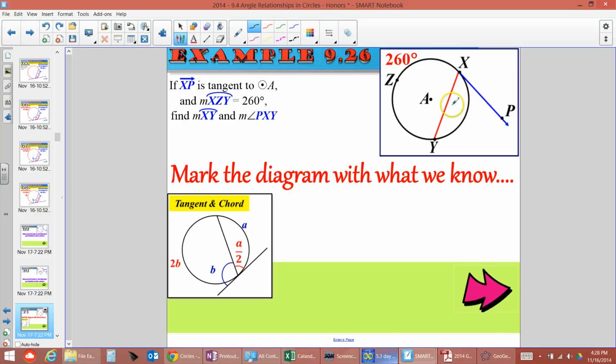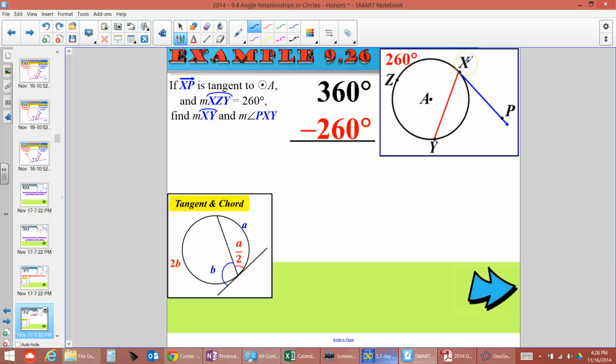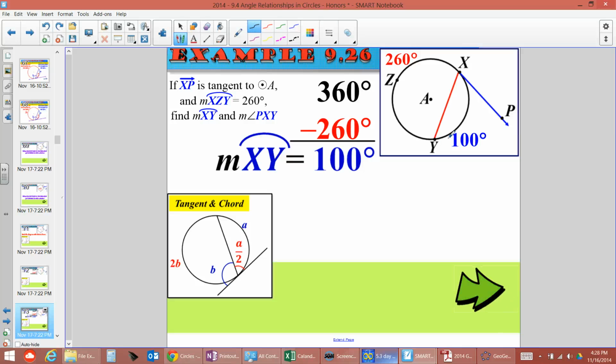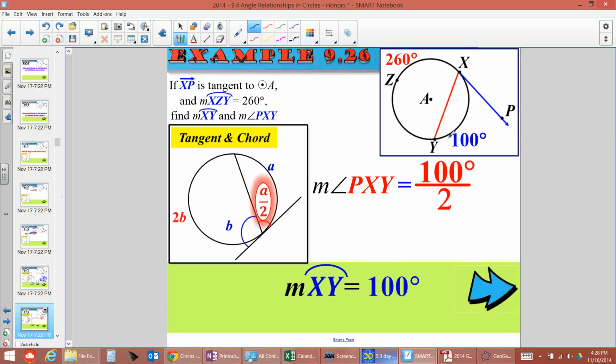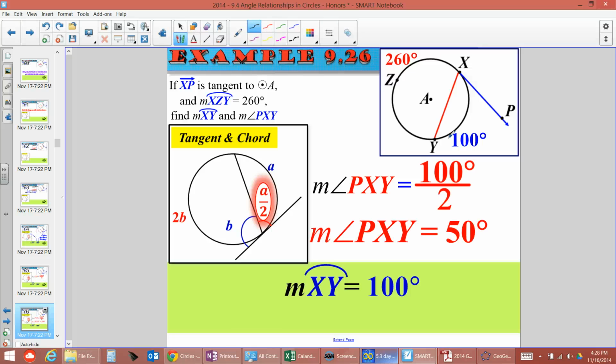Or you could notice, look, the angle that we're talking about is on the circle. So we don't want this outside arc. We don't want XCY. We want the XY chord, our arc. And so we have to subtract it from 360 to get 100, and then follow the equation to divide by 2, and we find out that the angle is 50.